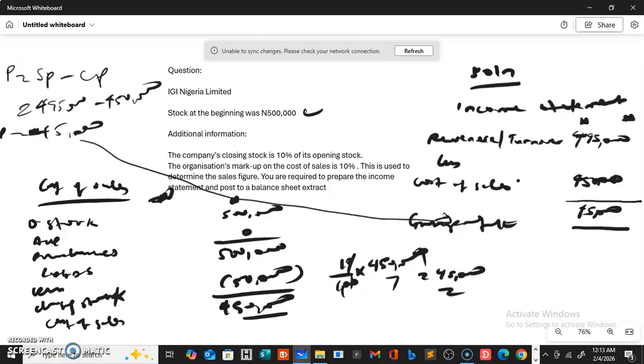So we may have various additional information in questions. You may be told to calculate depreciation using the formula cost minus scrap value of the assets divided by the lifespan. So you should be able to identify those adjustments and be able to post them. Just know that whenever you're making any adjustments, you have to recognize the adjustment twice. That is, it must follow the double entry principle.